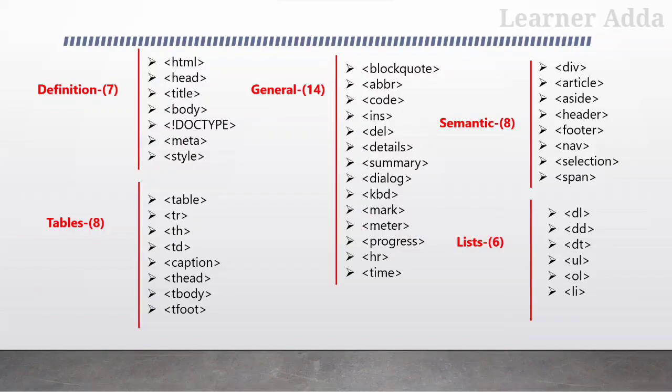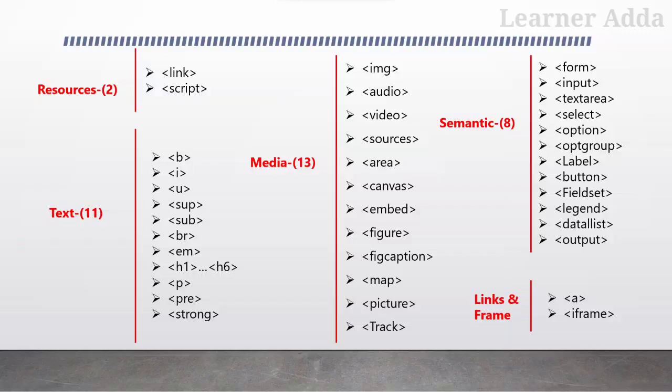And along with these tags, we have some other set of tags also. The resource tags are 2, that is link and script. The text formatting tags are 11, that is b, i, u, sub, sup, etc. Media tags are 13, that is img, audio, video, source, area, etc.